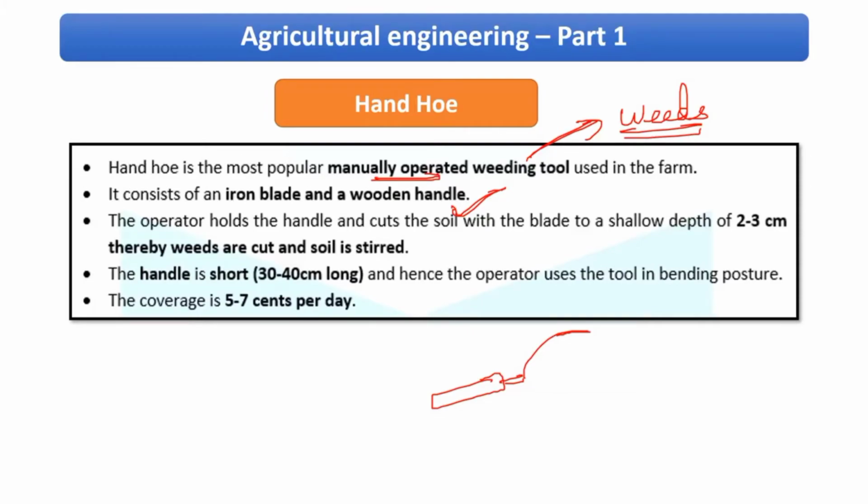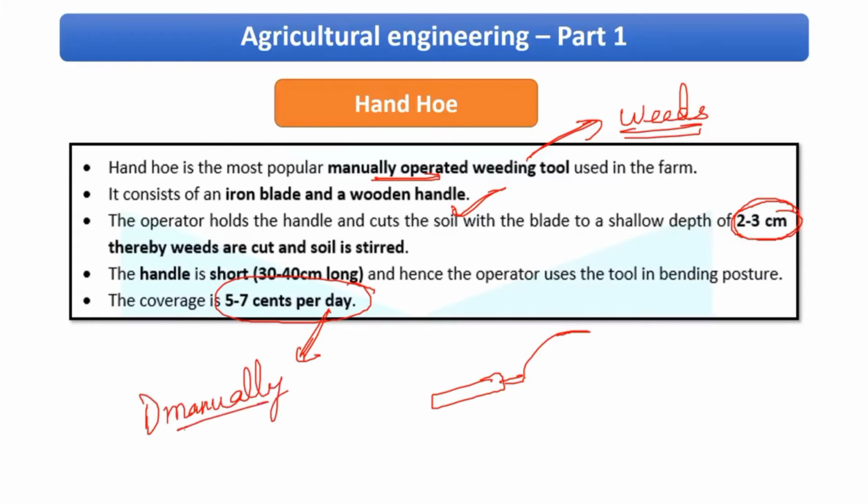So obviously, keeping the handle in hand, you're going to hold the equipment, and a depth of 2 to 3 centimeter is achieved. Basically it is going to be a very small operation, but a prominent one, where you're just going to till the soil and try removing the weeds. Here you can see the coverage is very less, just 5 to 7 cents per day, because it is manually operated. Obviously the coverage will be less.